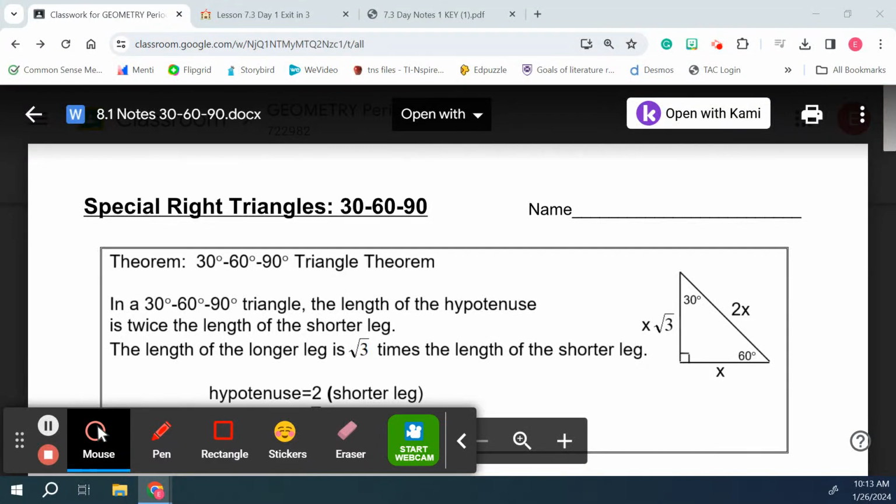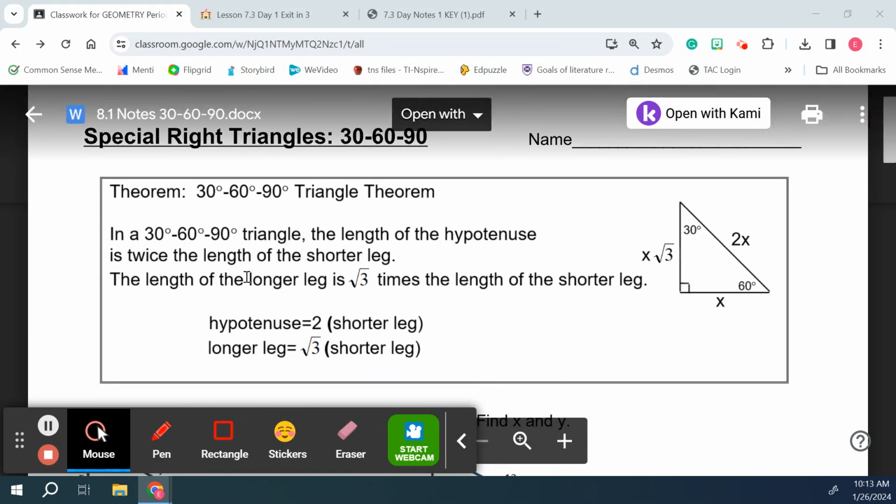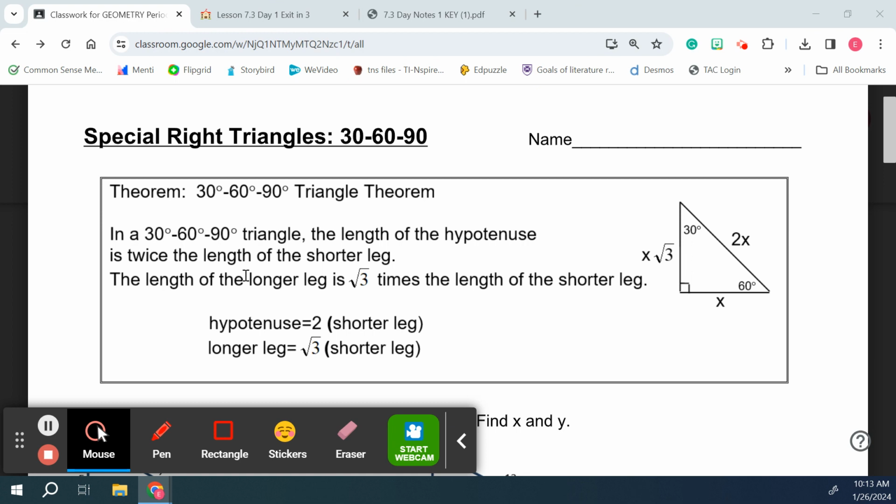All right, so theorem: 30-60-90 triangle theorem. 30-60-90 is known as a special right triangle, okay? Special right triangles have specific rules that we need to follow.